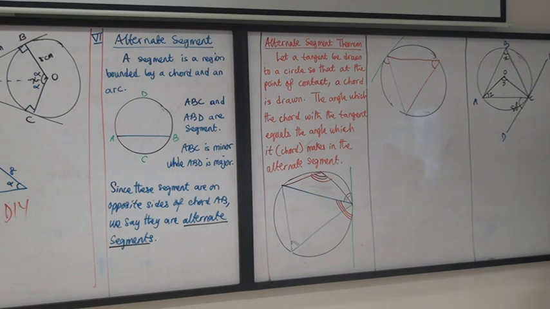ABC. Come on. You should have given him a chance. ABC, of course, right? Because this is the chord, this is the tangent. So the angle which the chord makes with the tangent is the same as the angle which the same chord makes in the opposite segment. Not here anymore. Go up.